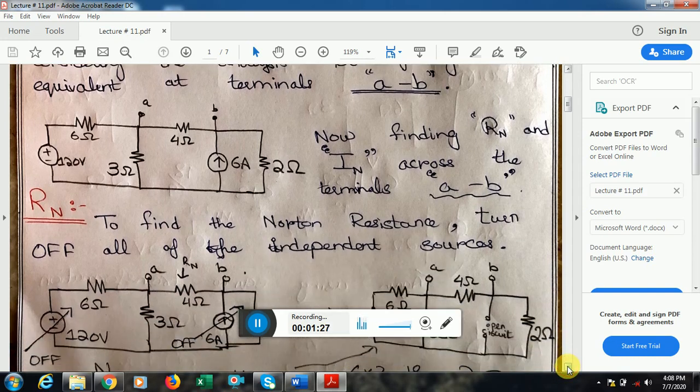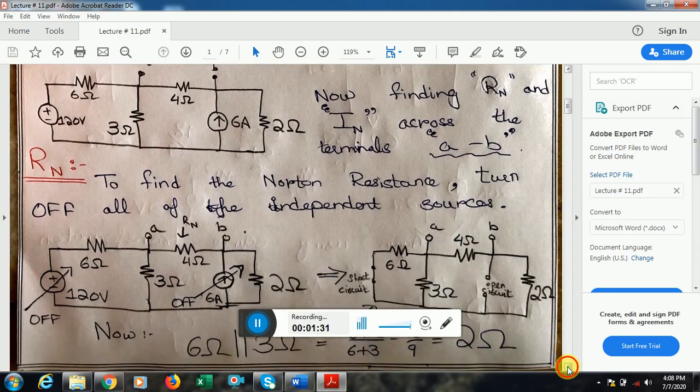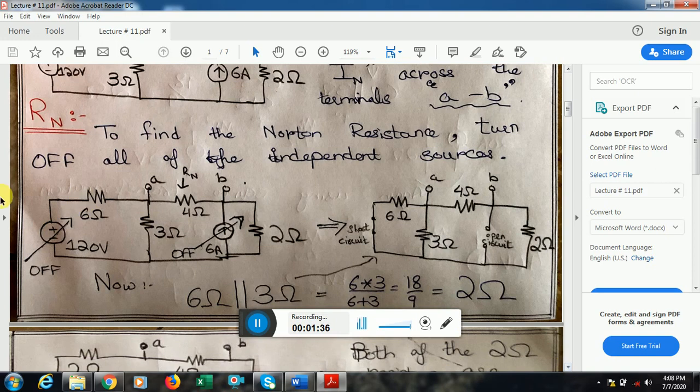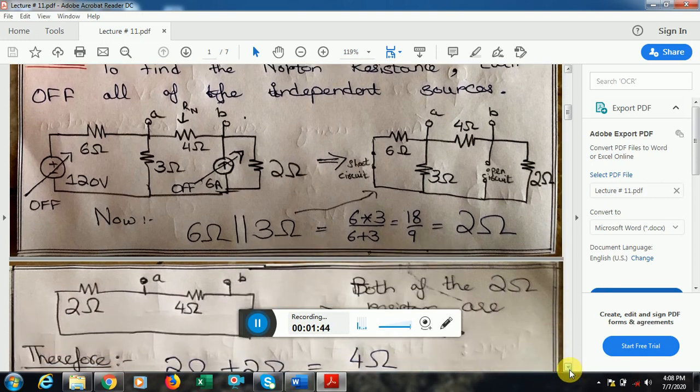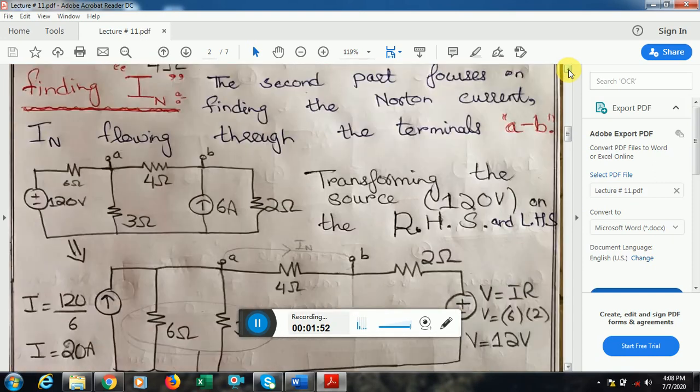So as you know, whether it is Thevenin resistance or Norton resistance, we turn off all of the independent sources. When I turn off this voltage source, I replace it by a short circuit. This current source is replaced by an open circuit, and we find the equivalent resistance across the terminals A, B. You can see that now these two resistances are in parallel. I find the parallel equivalent of this, and I get to know that it is 2 ohms.